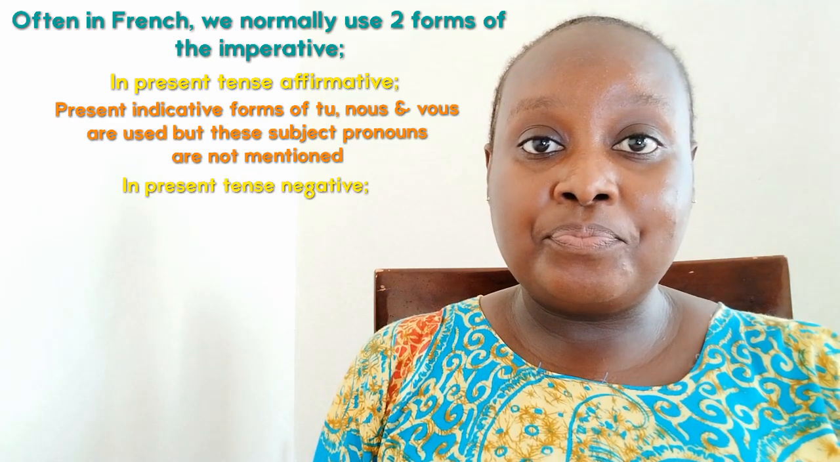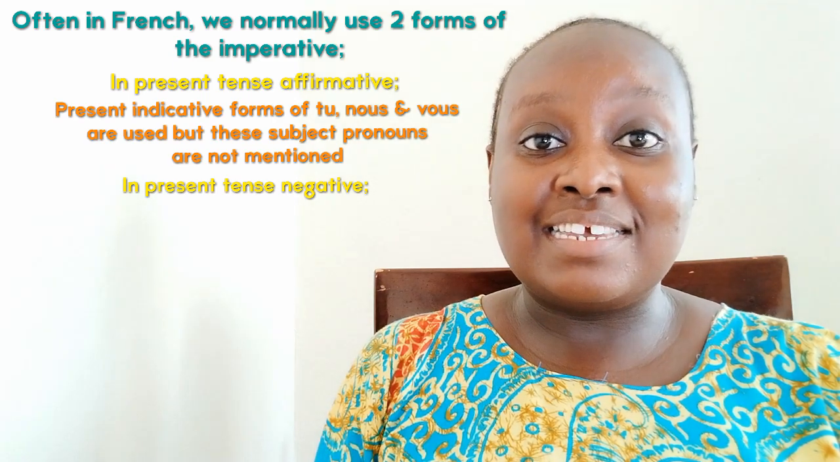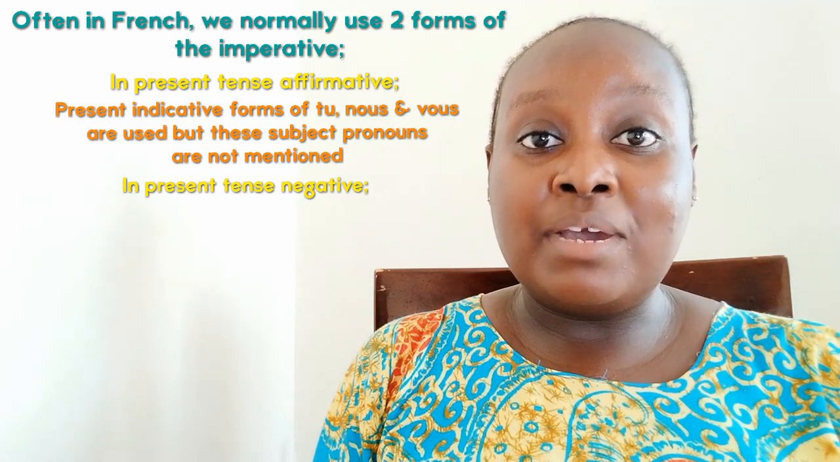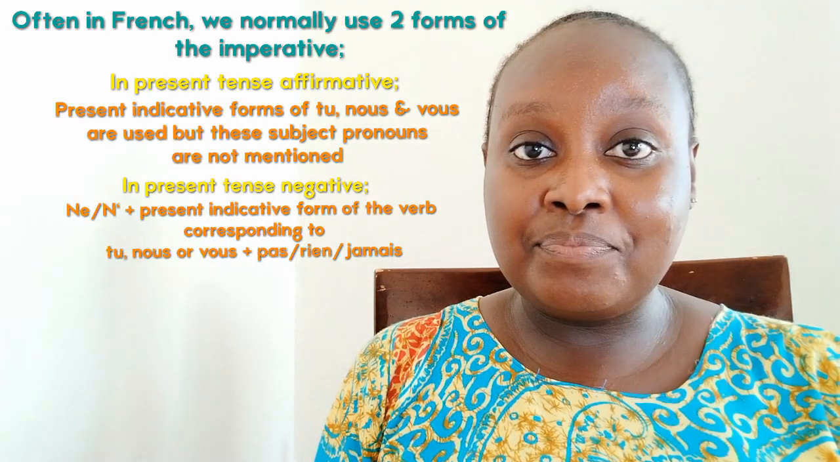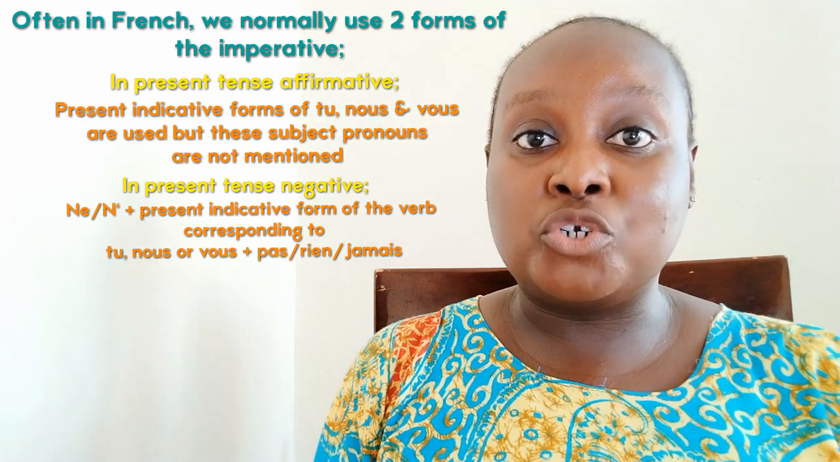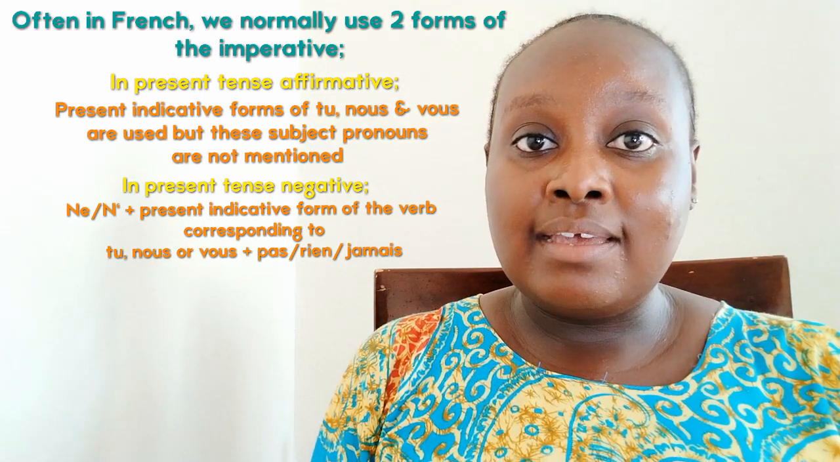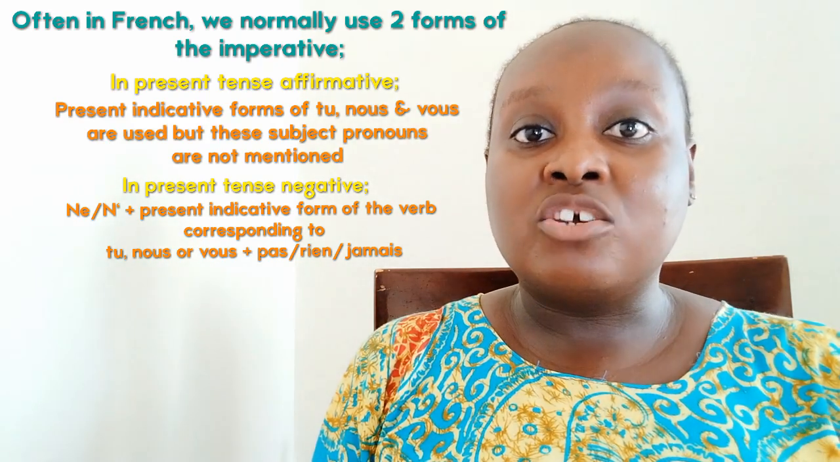In the present tense, in the negative, we normally use ne or n' plus the present indicative form of the verb that corresponds to tu, nous, and vous, plus either pas or rien or jamais.